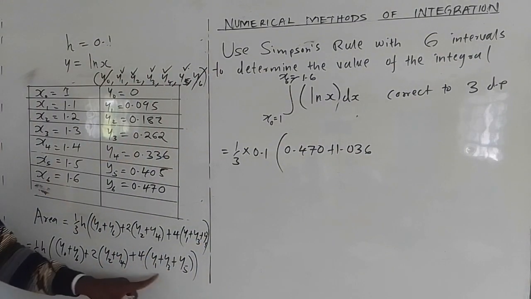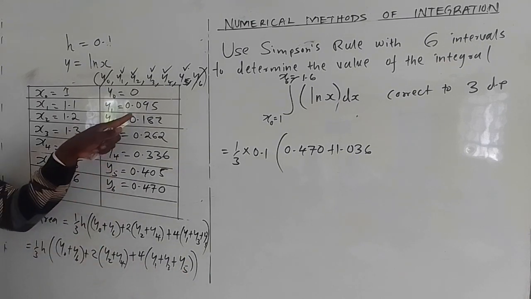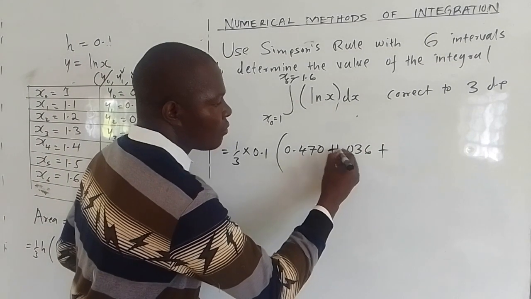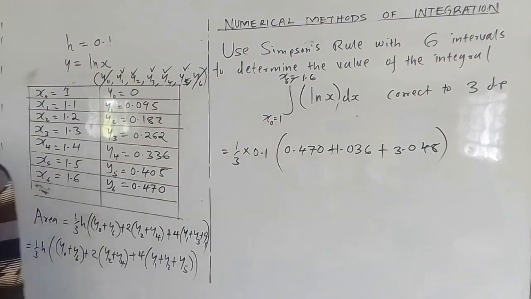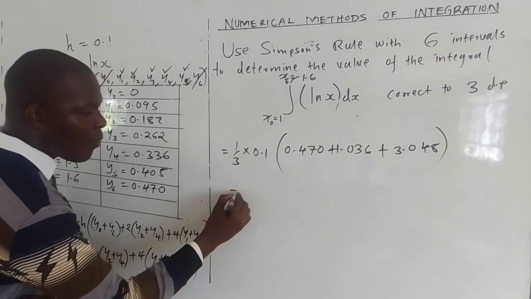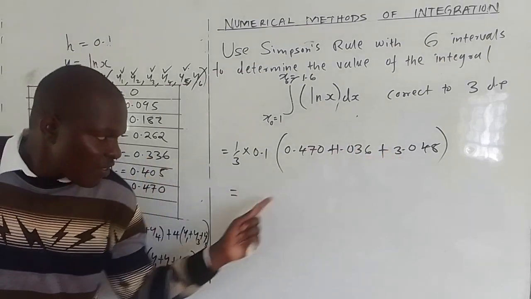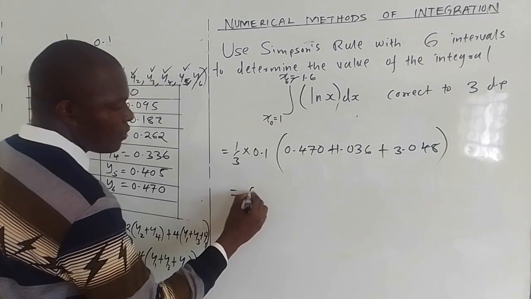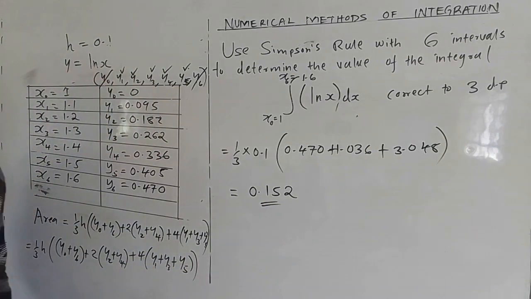Then this other one, go to the computer and deal with this smaller bracket. 4 into y1 plus y3 plus y5. What do you get with the whole of that part? 3.048. Are we together? So can you now work the whole of that in the calculator? A third times h in bracket, this plus this plus this. What do you get with the whole value? 0.152. So that is the approximated area by Simpson's rule.